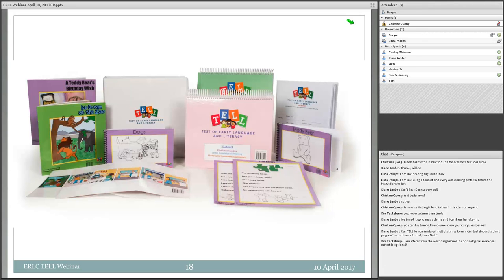Okay, so Diane, yes, you can use TEL to administer progress of a child. We don't have a Form A or Form B to use, so you would administer the same subtest again.